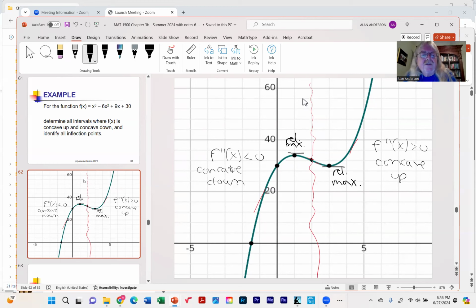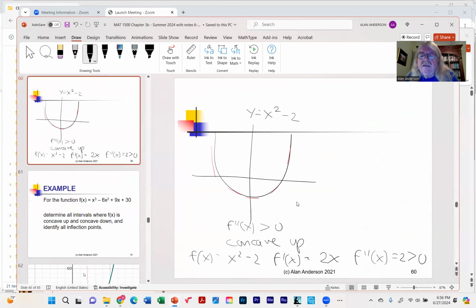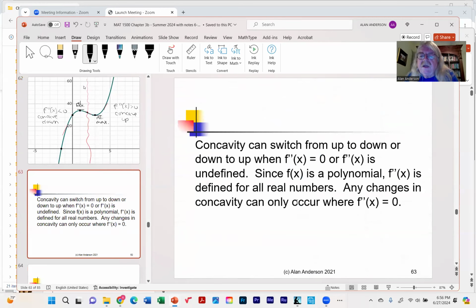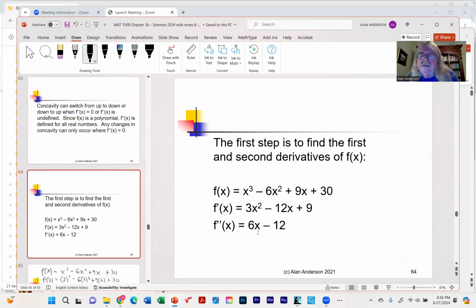Now, here's an interesting question. How do we identify this point? Well, at the very least, we're going to have to take the second derivative of this function and set it equal to 0 and see what happens. Okay. So let's do that. Let's take the first two derivatives.